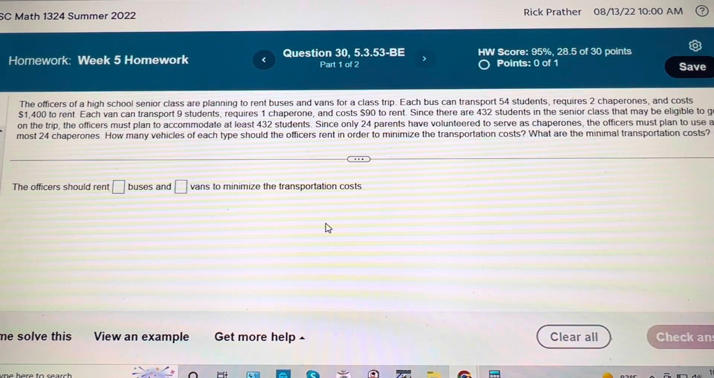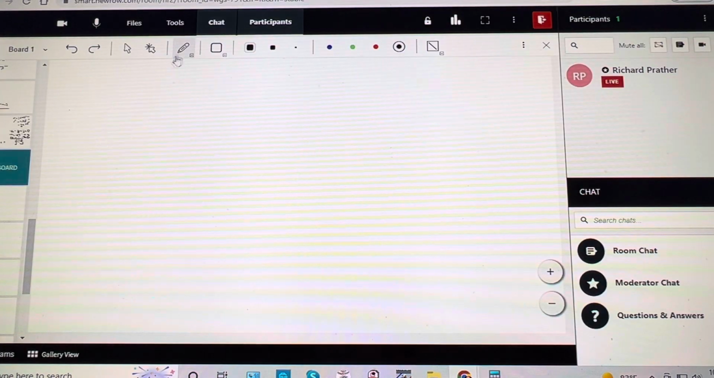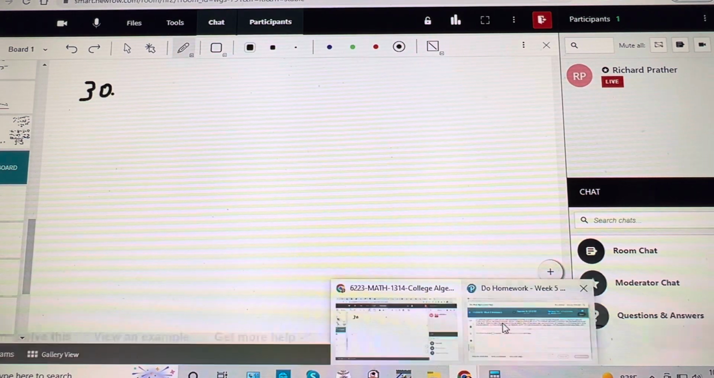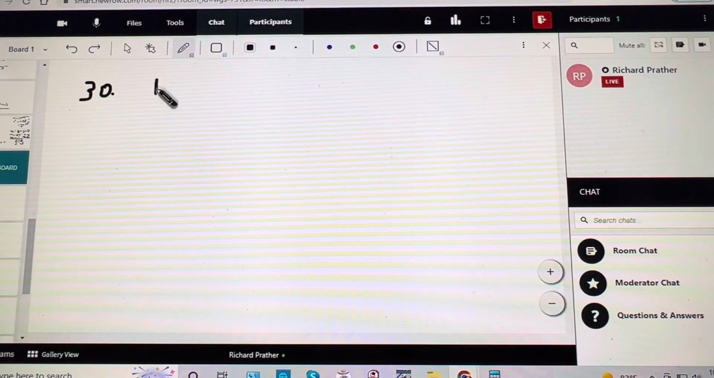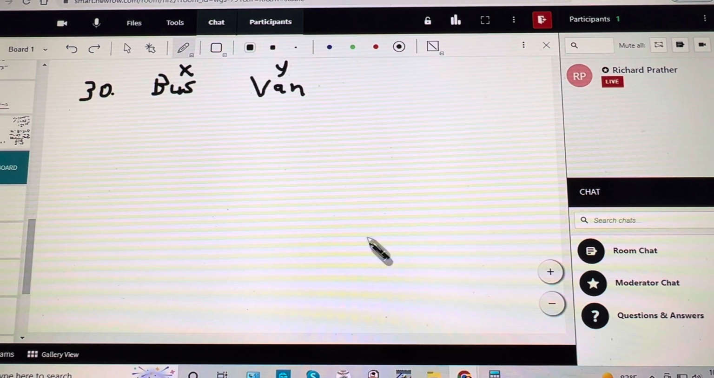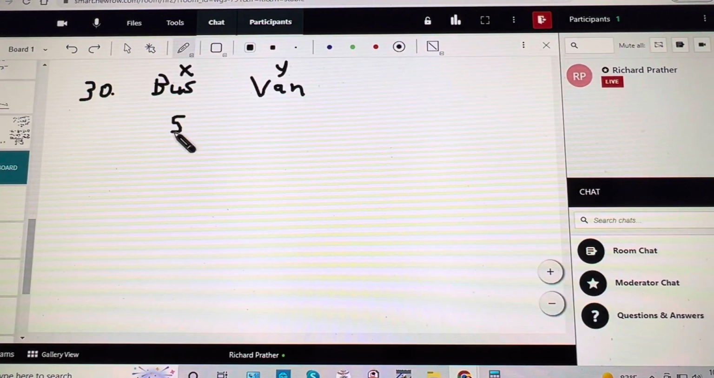Okay, last one is kind of putting all this together in one problem. This is going to be similar to problem number 20 also. Remember the one with the fertilizer A and fertilizer B? So we've got a class trip going on. We need buses and vans. Buses and vans, that's the X and the Y, like fertilizer A and fertilizer B. Each bus can transport 54 students.